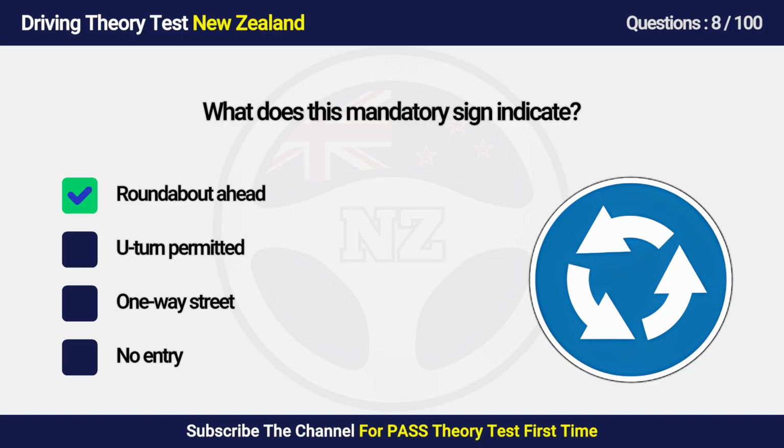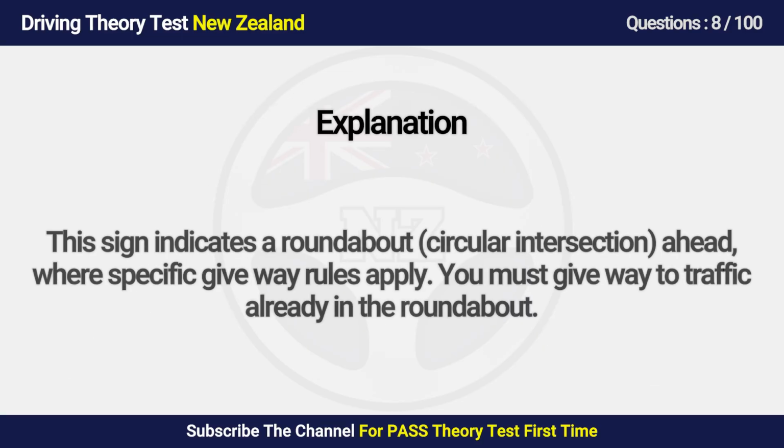Answer is A. Roundabout ahead. This sign indicates a roundabout circular intersection ahead, where specific give-way rules apply. You must give way to traffic already in the roundabout.